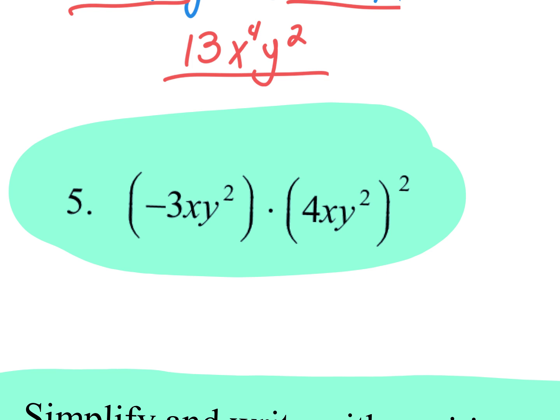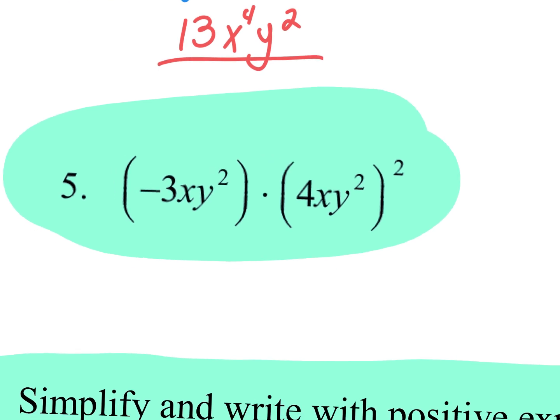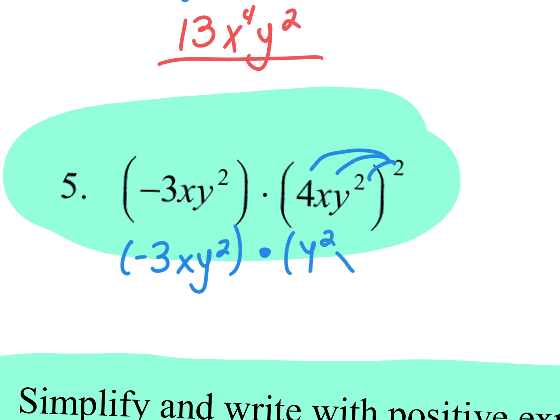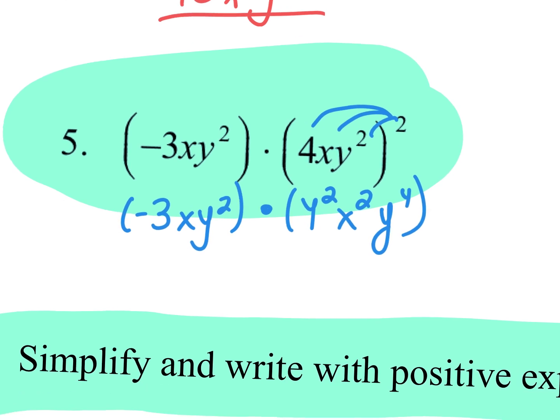All right, this is another one from the other review. What's going on between these two parentheses? Multiplication. Very good. It's different from the one above, so just make sure you're paying attention to that. What do I have to do first? Distribute. Very good. I'm going to keep saying the same thing over and over. So I have negative 3xy squared times 4 squared x squared y to the 4th. Everybody with me? Okay.